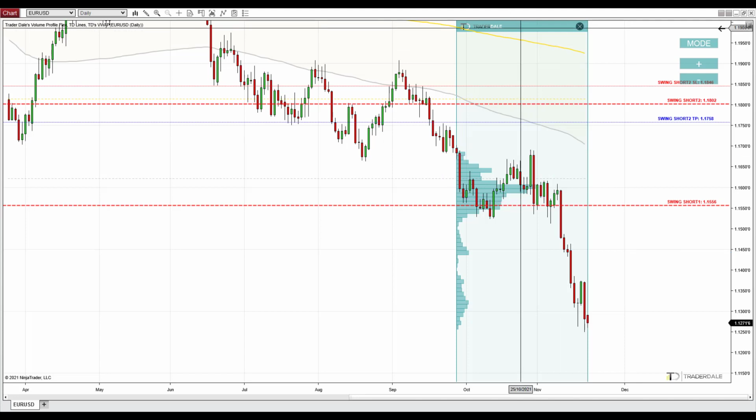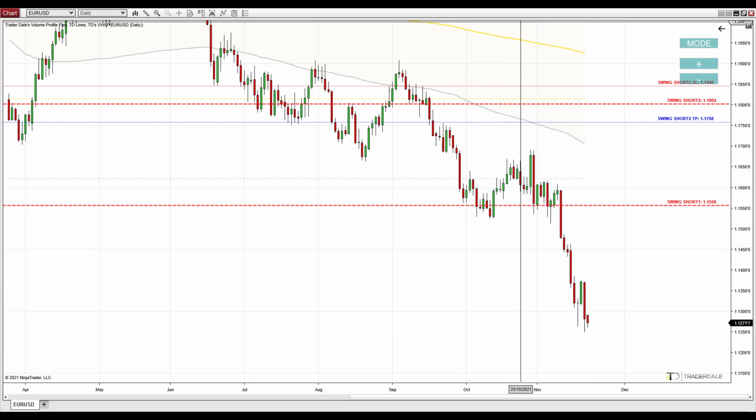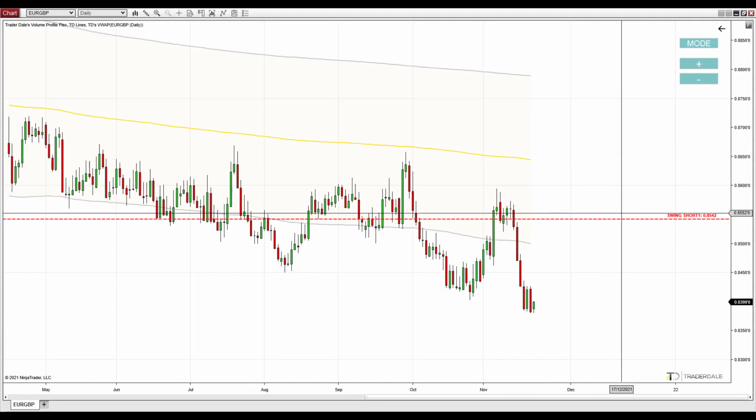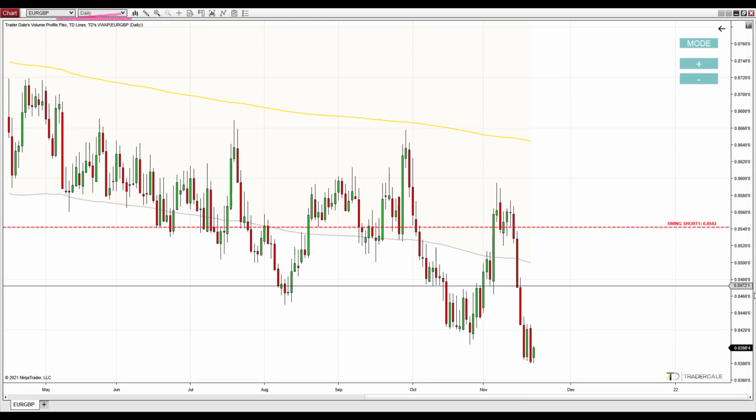And another swing trading idea I would like to show you is on the euro British pound. So now the chart shows the euro British pound. Again, it is a daily chart, so those are daily candles. And again, I'll be using the flexible volume profile.